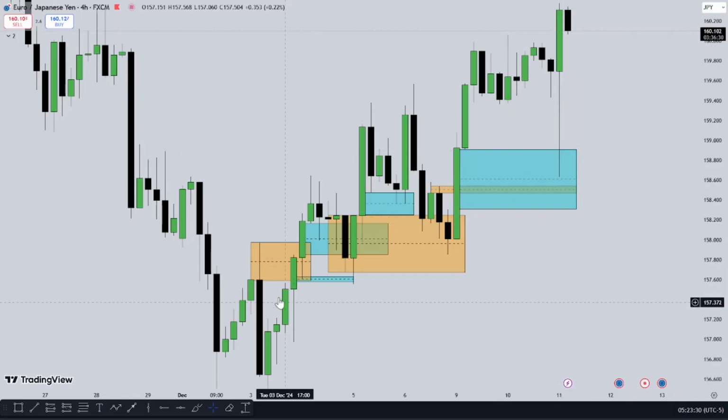Now, we identify how price respected this first order block, created a new swing high, retraced to the second order block we identified, with all the rules met. Then the third order block, price traded lower, came close to the order block, but did not actually trade to the order block, but traded higher.